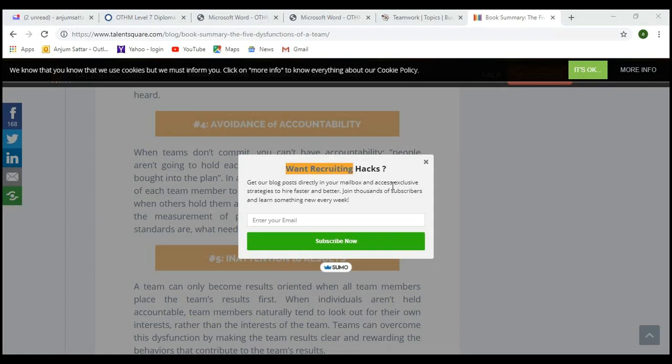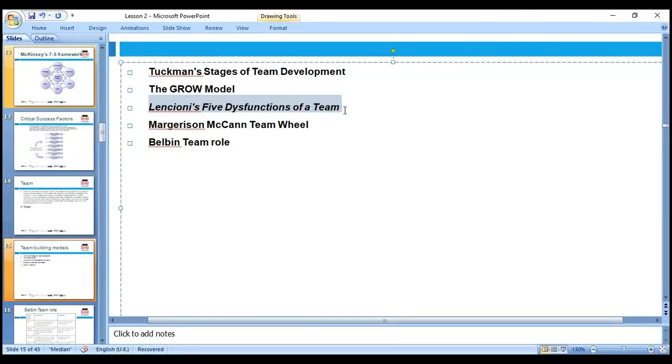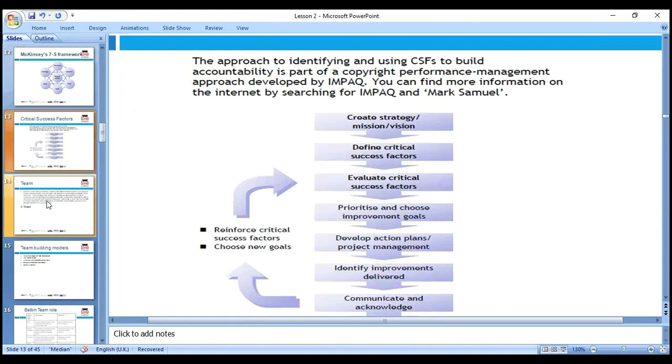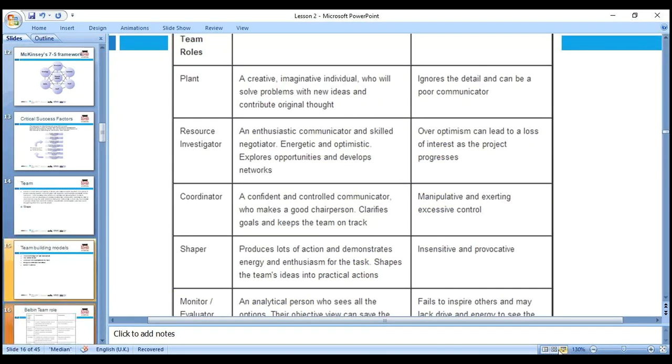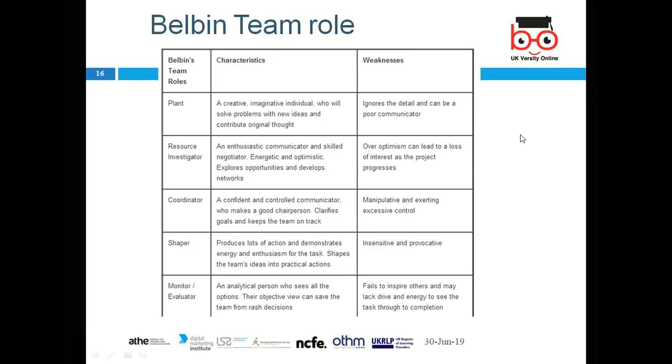No. Okay, let's move to our original slides. So thus we can look at the 5 functions of a team. I'll go through the GROW model, and for these team theories I'll send you separate articles to read. Next we look at the Belbin team roles. This is a man from the UK who gave this model, known as Belbin team roles. As a team, there can be different roles and different characteristics.